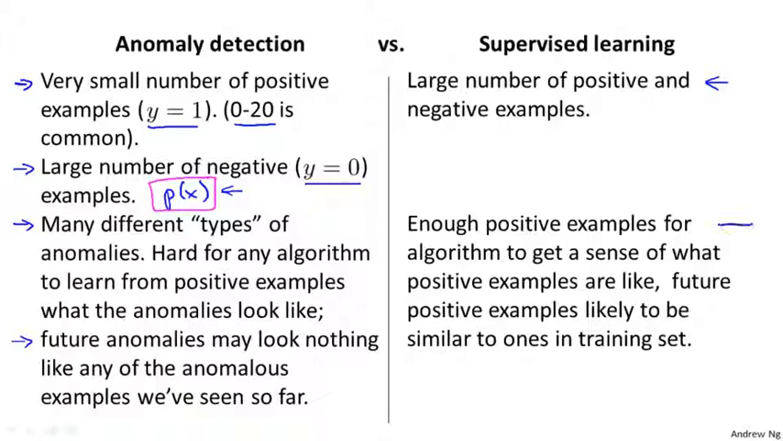In contrast, in some other problems, you have enough positive examples for an algorithm to get a sense of what the positive examples are like.